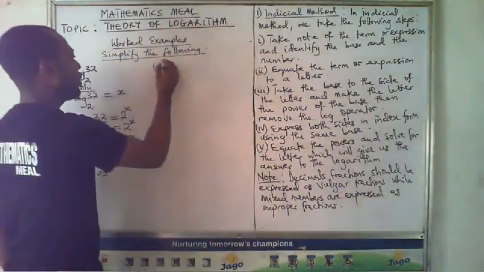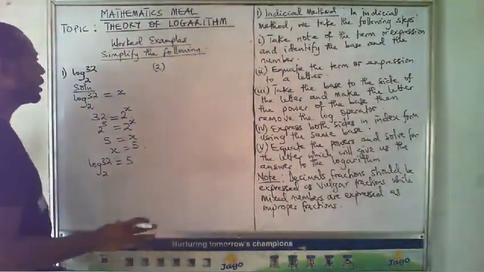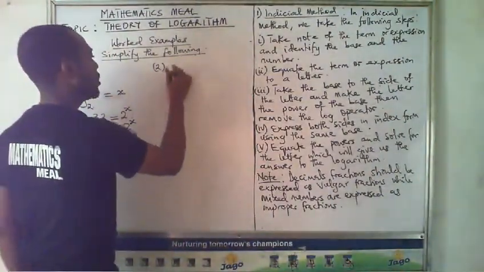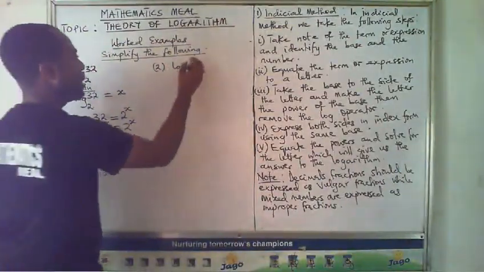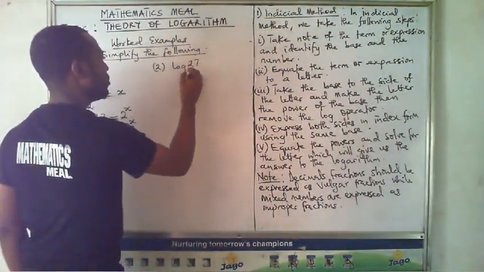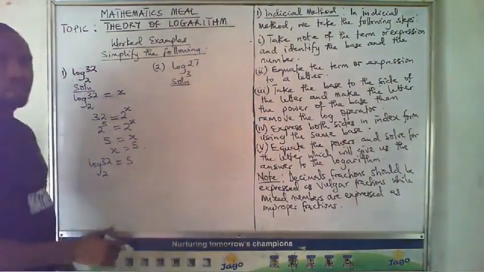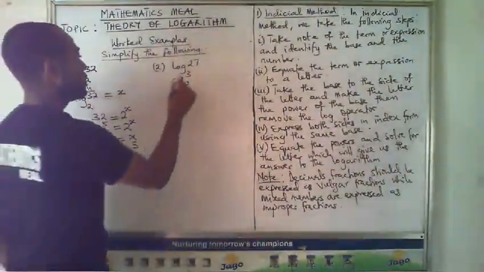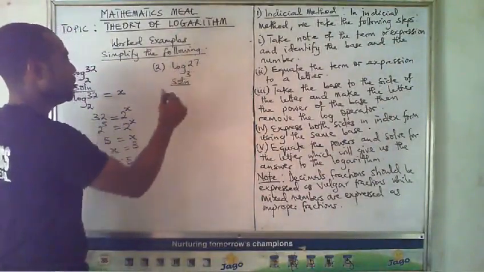Okay, we take another example. This time around, we just take it slightly easy. Let's go again. Let's say I have log 27 base 3. I want to solve this. Can you follow me now? Let's go. Take note of the number and the base. We have done that, we know them.